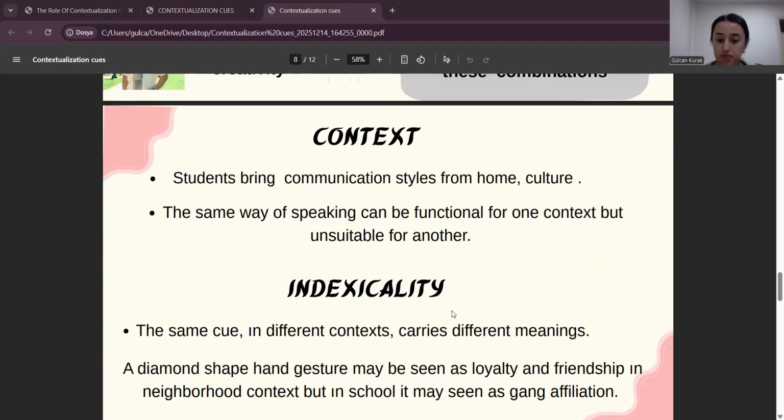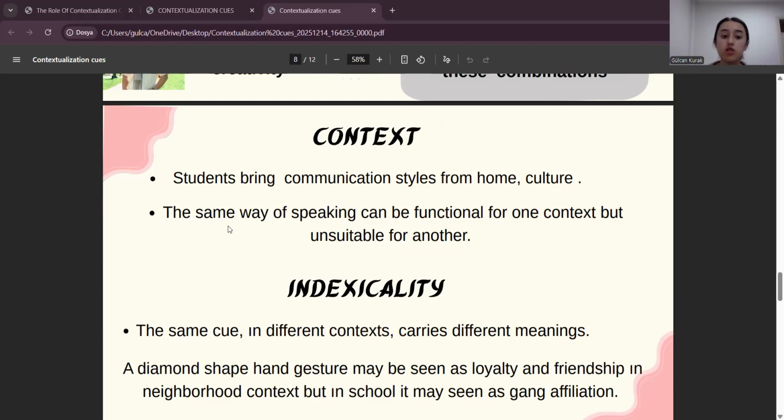And also, students can communicate confidently at home, but at school these students may seem shy because they can come across some unfamiliar norms. So actually the students' communication style can change according to the context, because students bring communication styles from home, from their culture. And also, the same way of speaking can be functional for one context, but it can also be unsuitable for another.